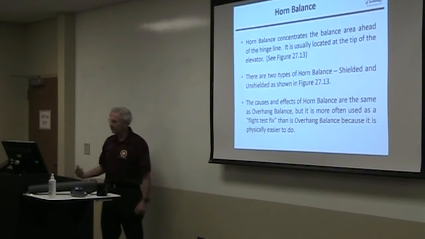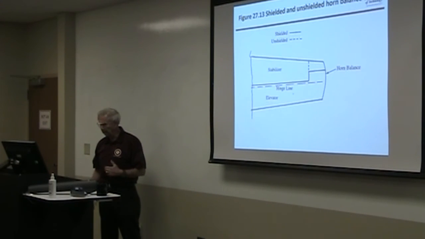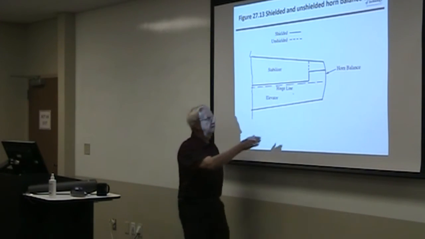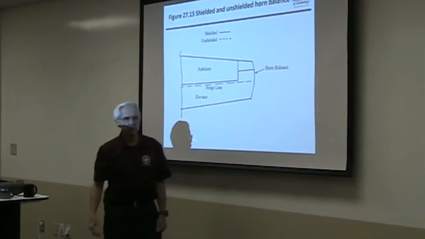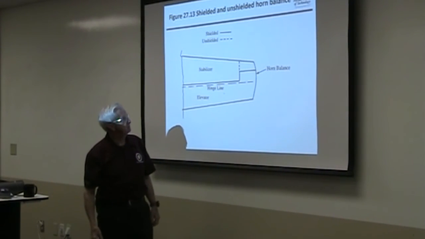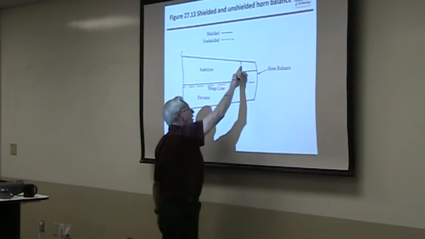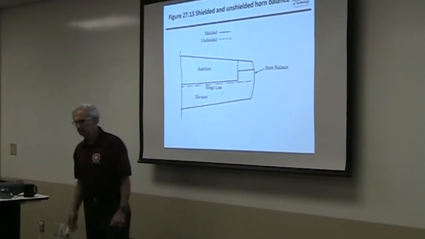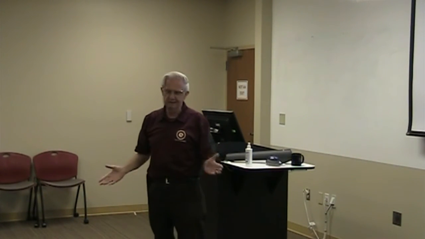Horn balance, on the other hand, is fairly easy to do and does essentially the same thing that the setback hinge does. And horn balance is this sort of thing. We put all the area ahead of the hinge out here on the tip. And there's two types. This is called shielded balance. And if you ran that all the way forward, that's unshielded. Some folks like it shielded because they say if it's unshielded and you're in icing, you may lock up the elevator. Well, that's not necessarily so.